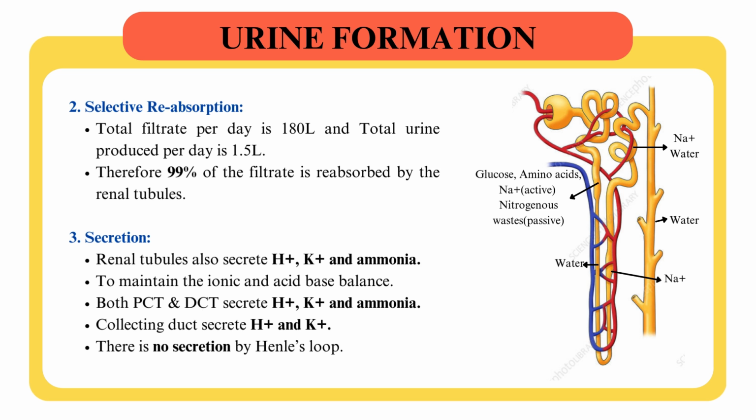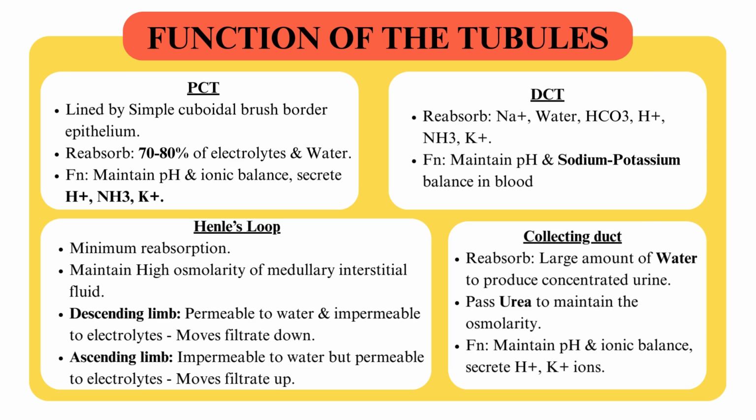Then secretion. Renal tubules also secrete H+ ions, K+ ions and ammonia. To maintain the ionic and acid-base balance, both PCT and DCT secrete H+ ions, K+ ions and ammonia. Collecting ducts secrete H+ ions and K+ ions. There is no secretion by Henle's loop. Now let's learn about the function of the tubules.